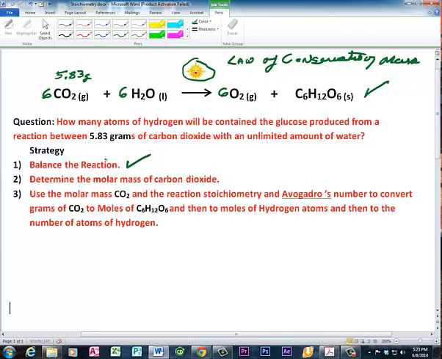The next thing that I need to do is determine the molar mass of carbon dioxide. The reason for this is that I can't do the problem very efficiently going from grams of carbon dioxide to atoms of hydrogen. I just really don't have a way to do that very easily. The easiest way to do this problem is to convert grams of carbon dioxide into moles of carbon dioxide, and in order to do that, I need to determine the molar mass of carbon dioxide.